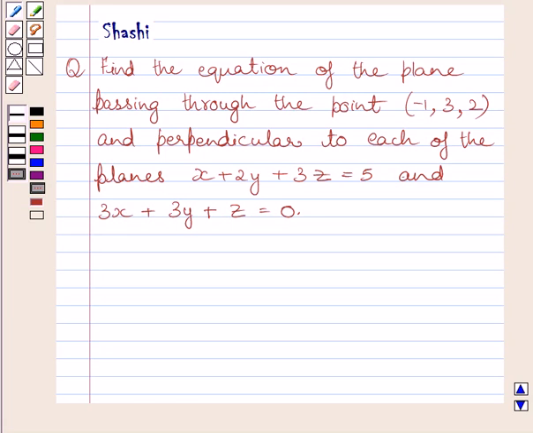Question says, find the equation of the plane passing through the point minus 1, 3, 2 and perpendicular to each of the planes x plus 2y plus 3z is equal to 5 and 3x plus 3y plus z is equal to 0.